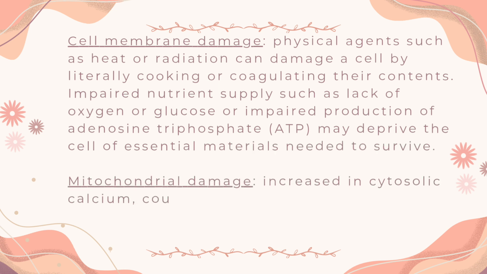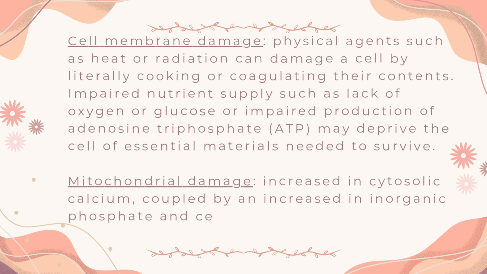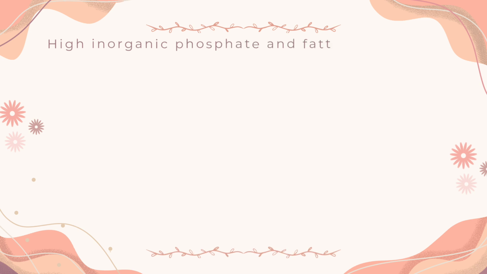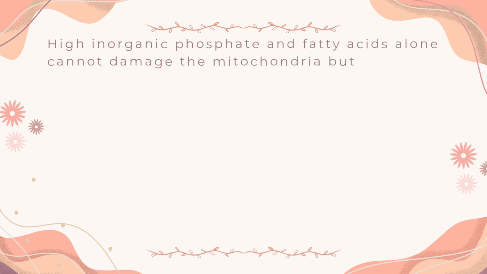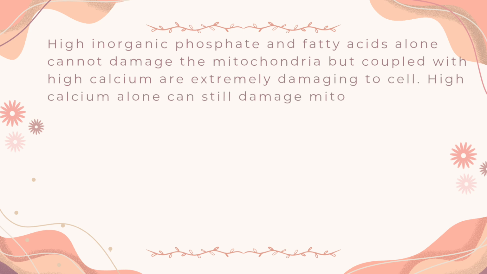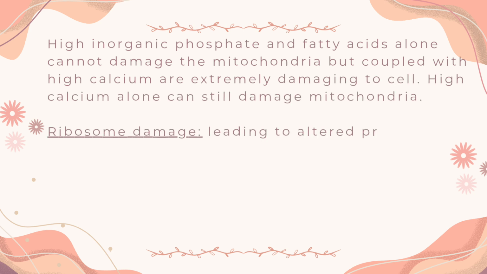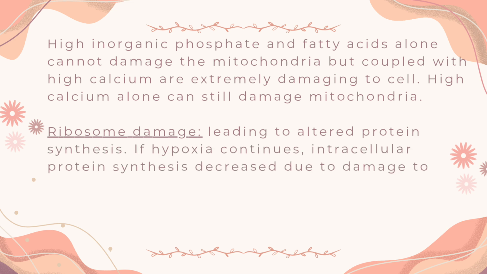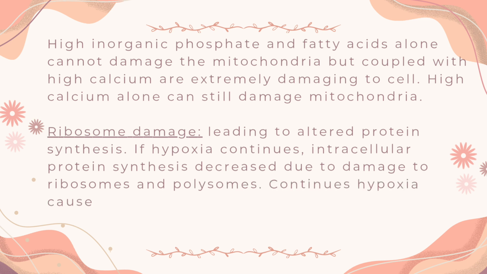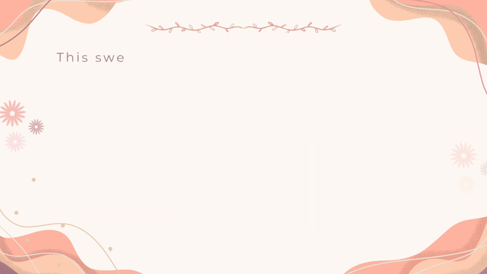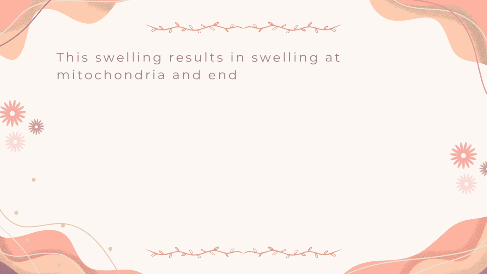Mitochondrial damage. Increase in cytosolic calcium, coupled with an increase in inorganic phosphate and certain fatty acids. High inorganic phosphate and fatty acids alone cannot damage the mitochondria, but coupled with high calcium are extremely damaging to the cell. High calcium alone can still damage mitochondria. Ribosome damage, leading to altered protein synthesis. If hypoxia continues, intracellular protein synthesis decreases due to damage to ribosomes and polysomes. Continuous hypoxia causes cytoskeleton changes with loss of microvilli and formation of blebs on the surface of the cell. This results in swelling of mitochondria and endoplasmic reticulum.